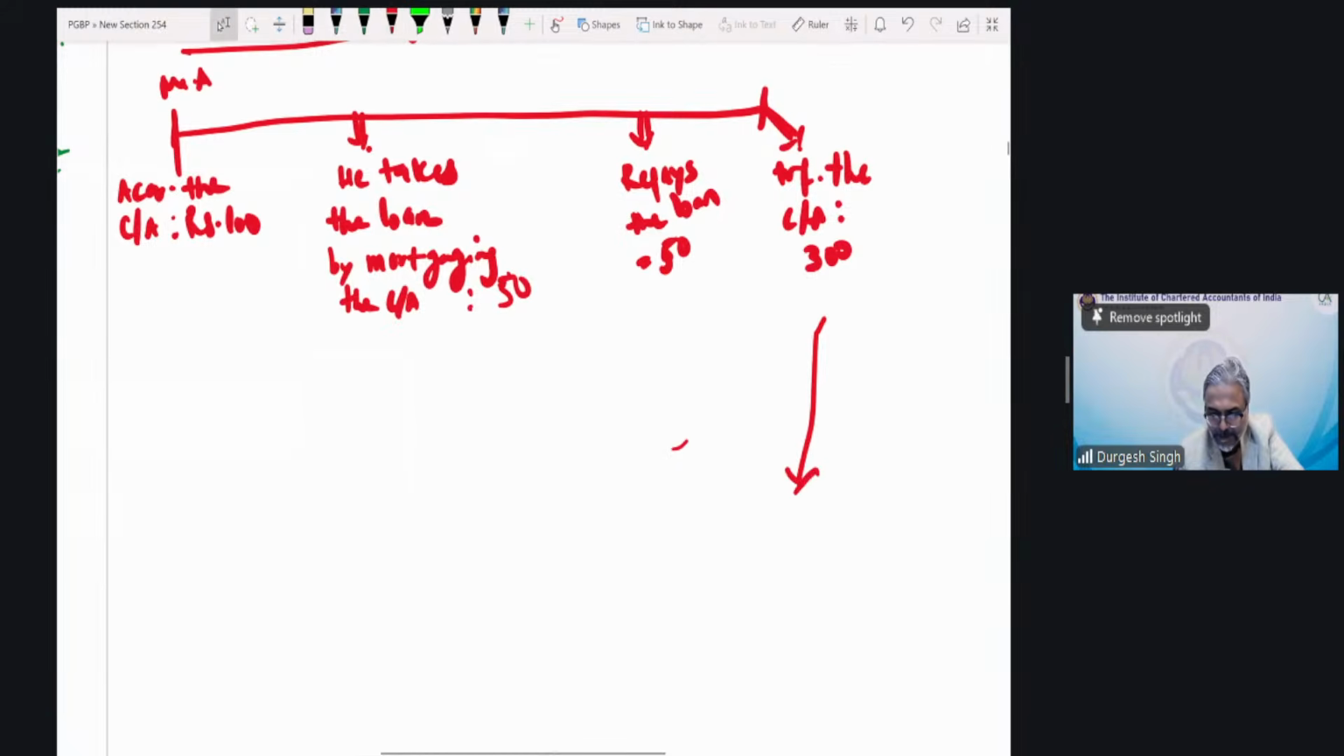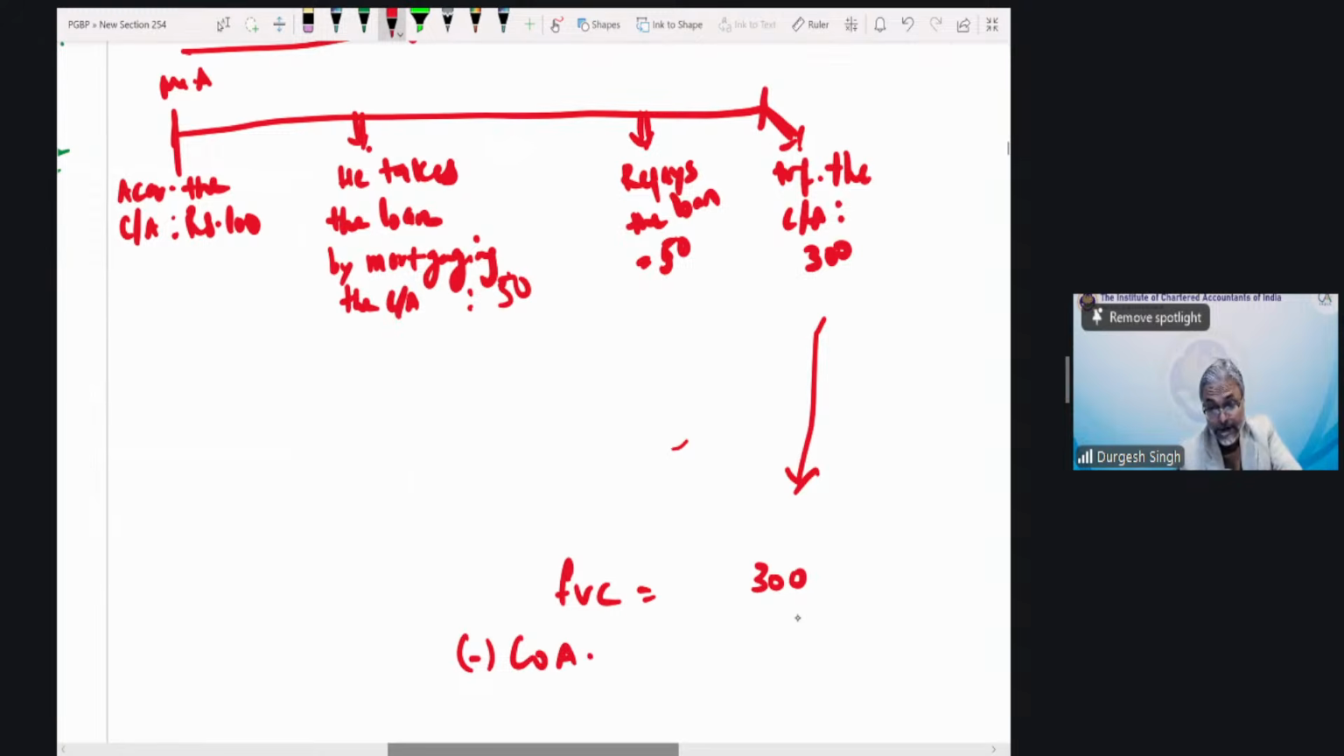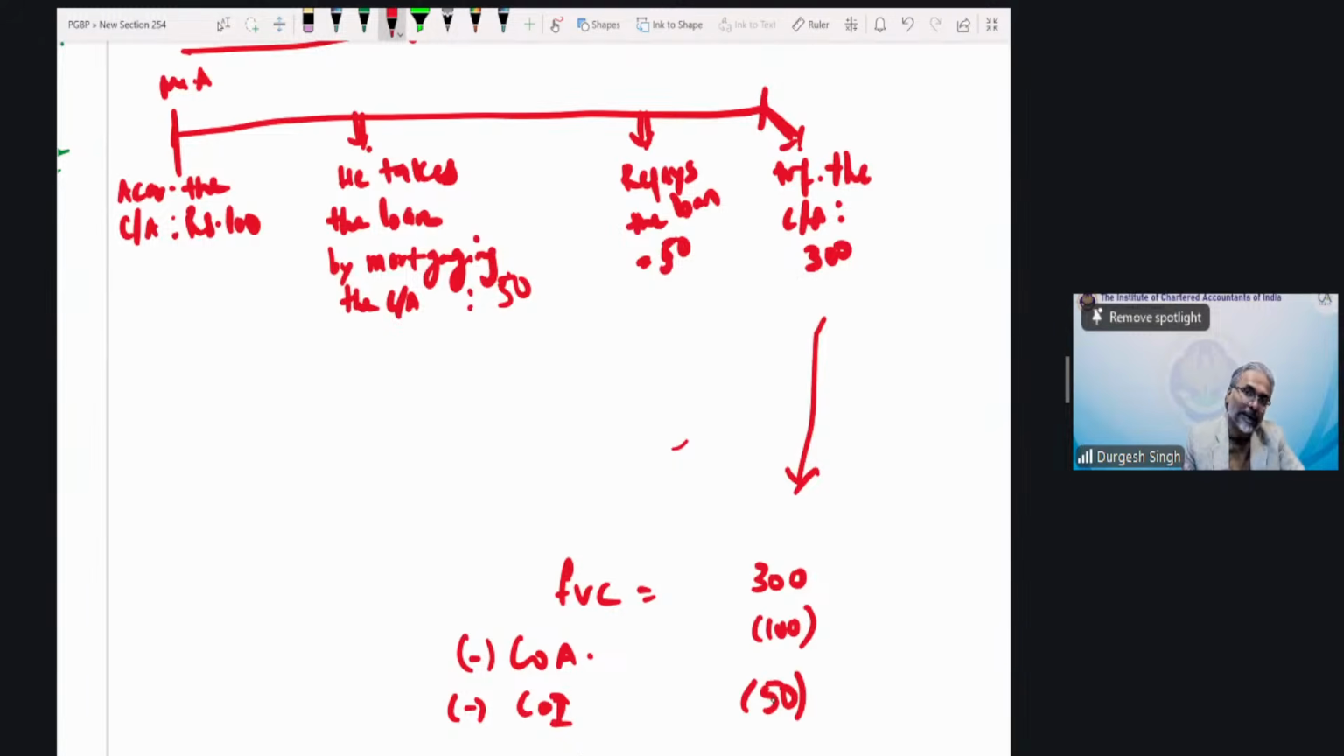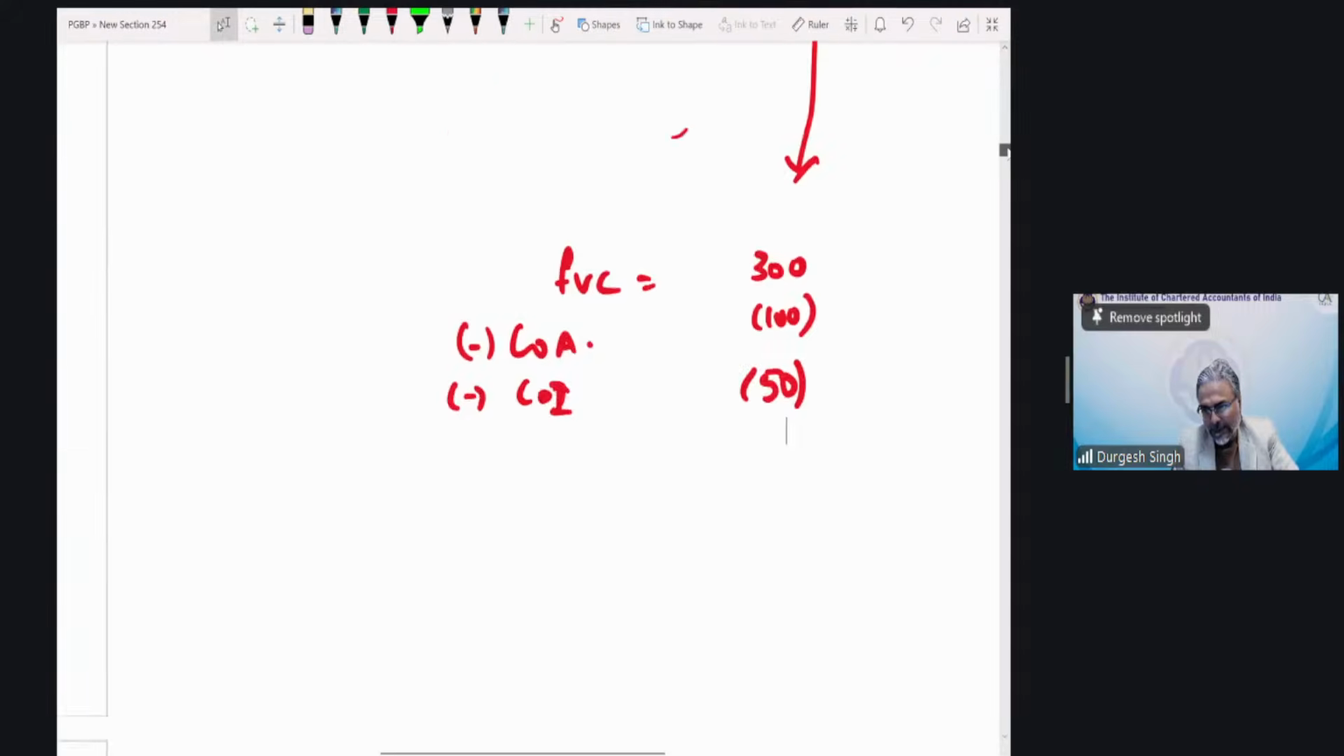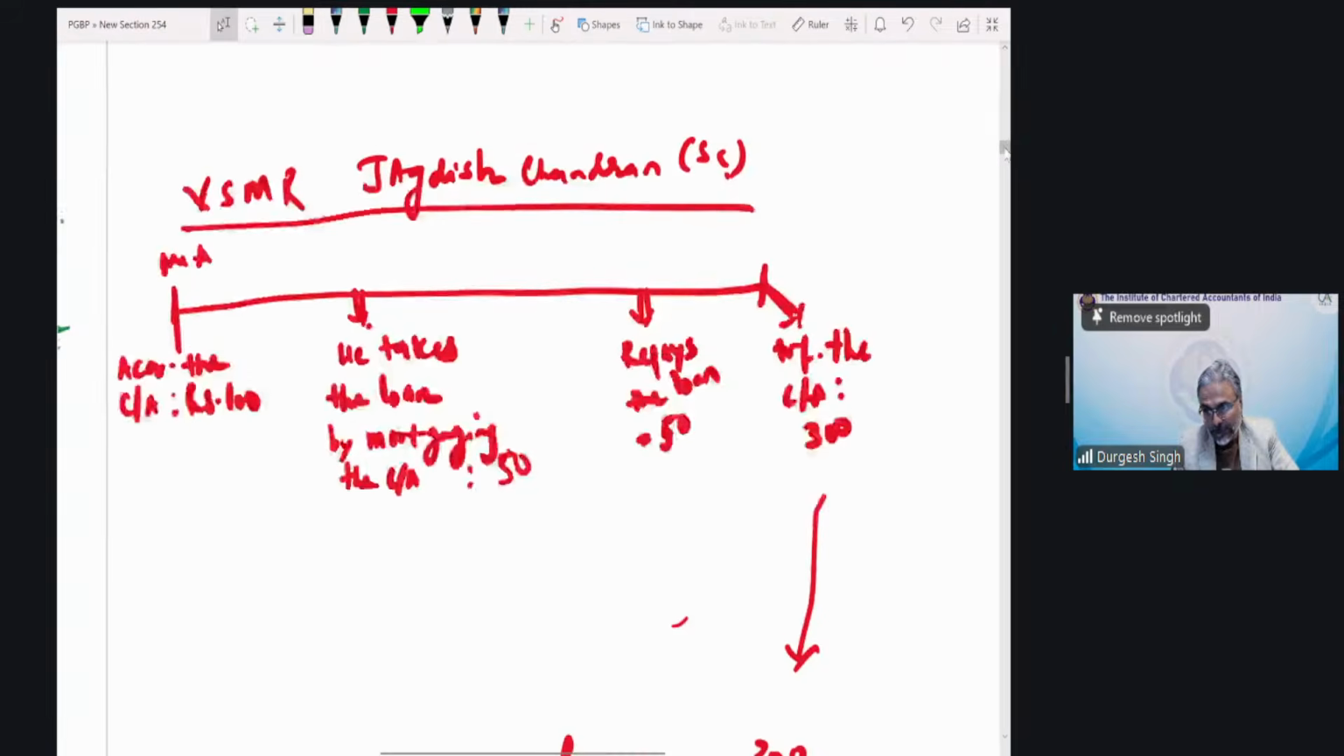At this point of time, full value of consideration is 300. Less cost of acquisition, 100. Now he's also reducing cost of improvement, students. What is he reducing? He is reducing rupees 50 in respect of the loan that he has repaid, students. Can you see that?